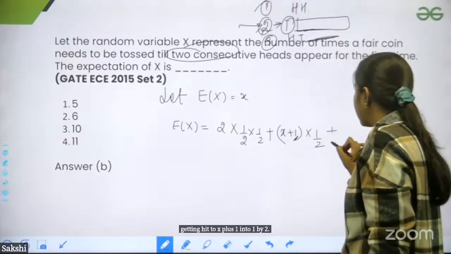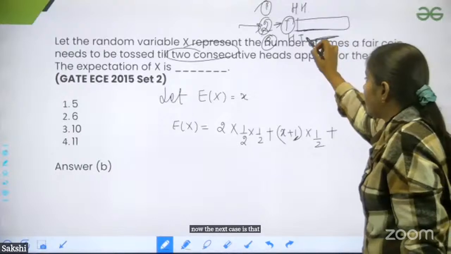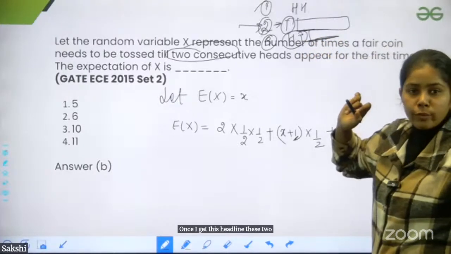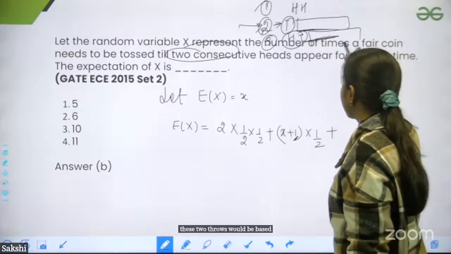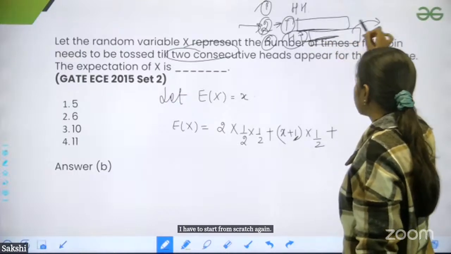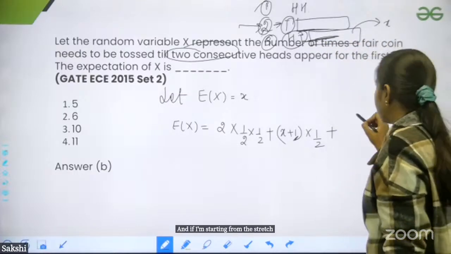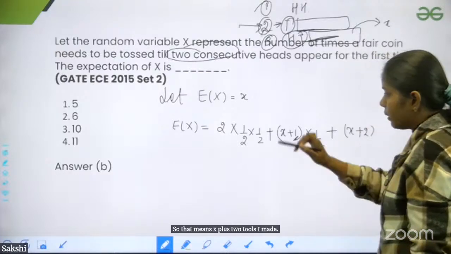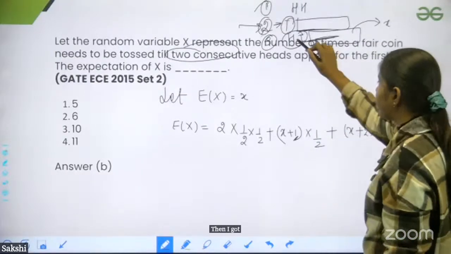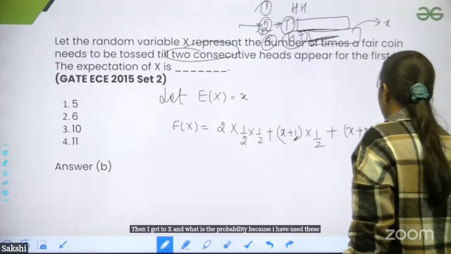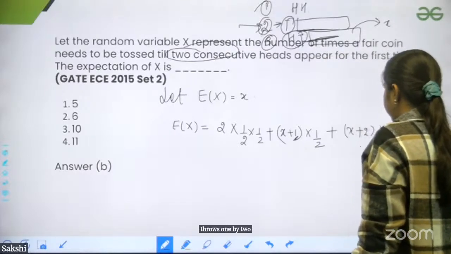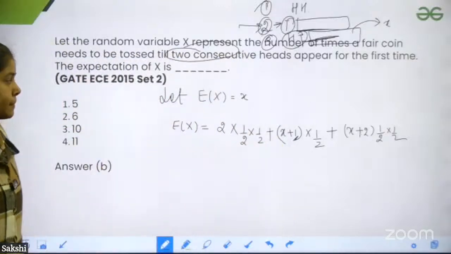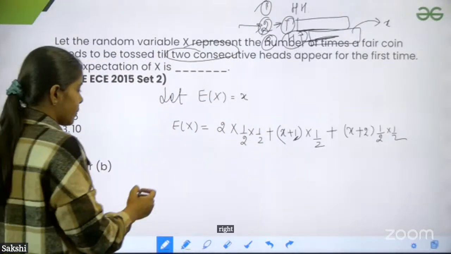Now the next case is head tail. Once I get head tail, these two throws are wasted. I have to start from scratch again, and starting from scratch the expectation is x. That means x plus the two throws I made gives x plus 2. And what is the probability? Because I have used these two throws, it is 1 by 2 into 1 by 2. So this is the probability.